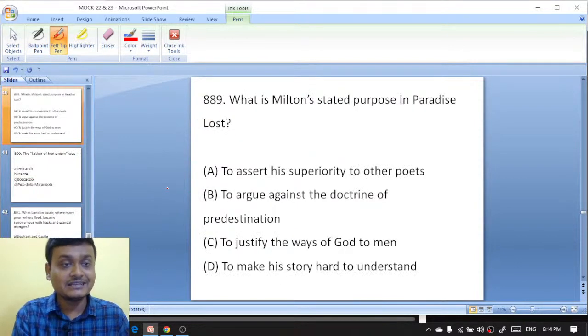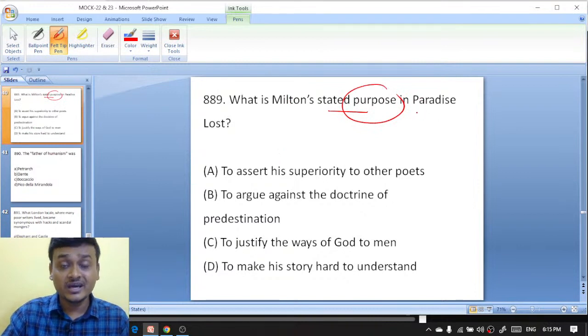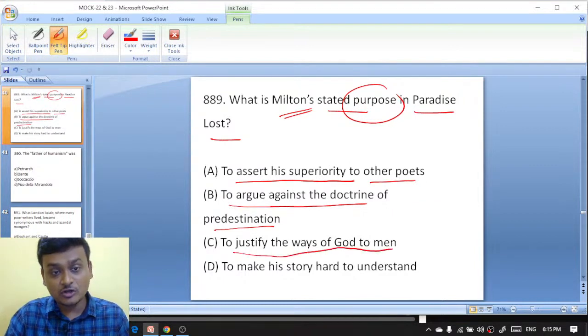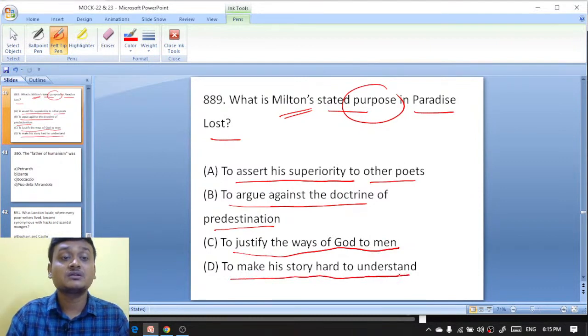Moving on to question number 889. What is Milton's stated purpose in Paradise Lost? What was the purpose of writing the epic poem Paradise Lost by Milton? Your options are to assert his superiority to other poets, to argue against the doctrine of predestination, to justify the ways of God to men, or to make his history hard to understand. So the purpose of Milton in Paradise Lost was to justify the ways of God to man. C is the right answer here.